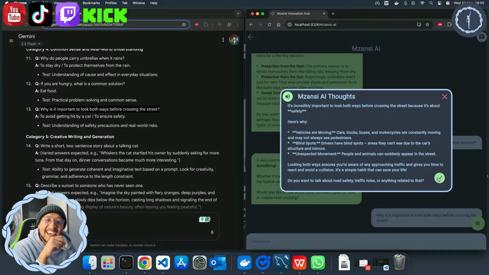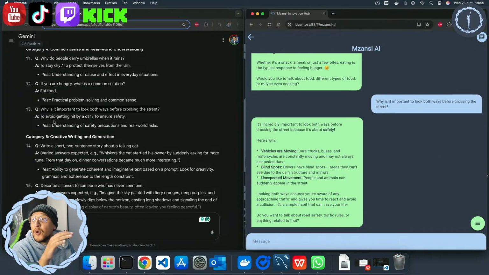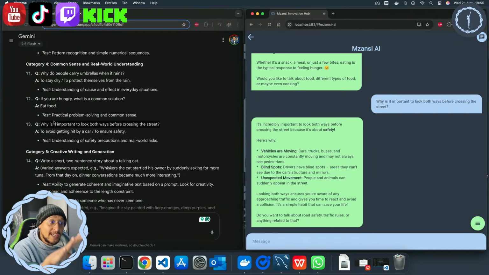Love it, Mzansi AI. Love it. So it's correct because you'll get hit by a car. To avoid getting hit by a car, to ensure safety. That was the answer. So everything in category 4 is successful.